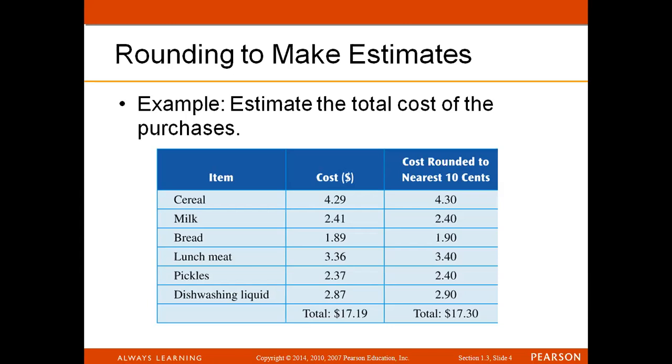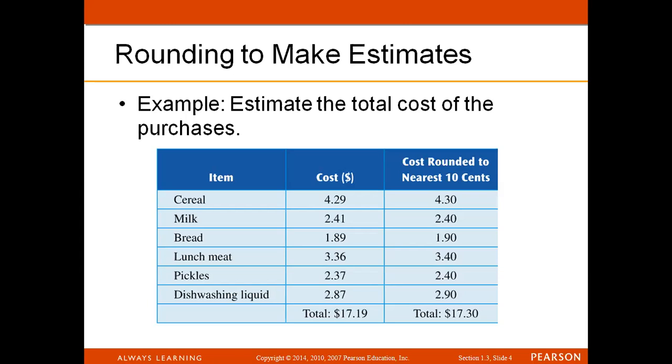So the estimated total of this purchase would be $17.30. The actual cost of this purchase is $17.19. So by rounding to the nearest 10 cents, we actually overestimated. If you notice, rounding is to round first. We're rounding first in this estimation, not rounding last.